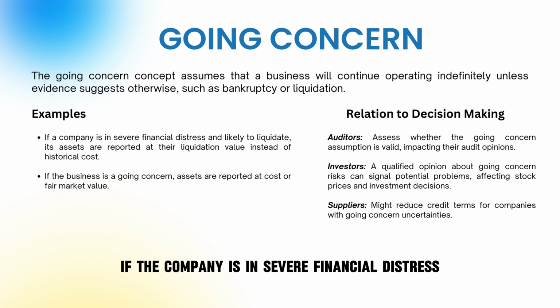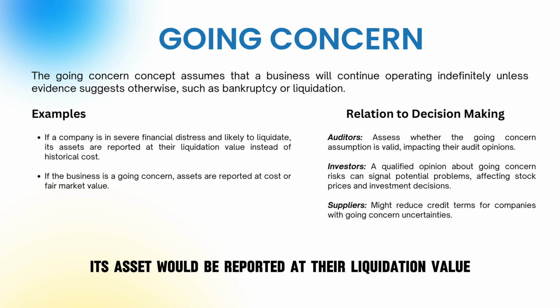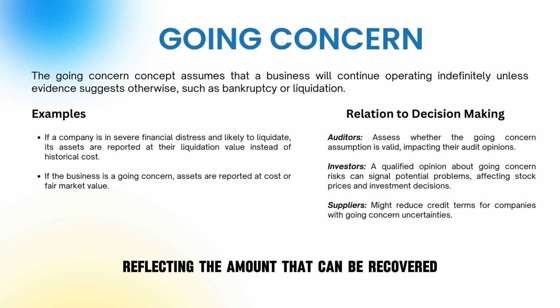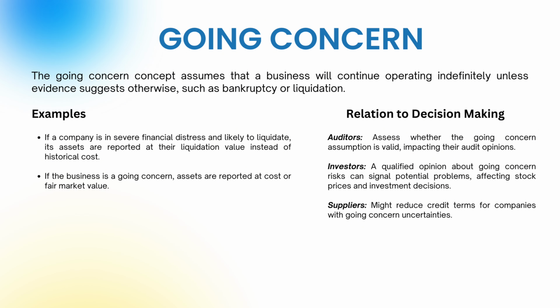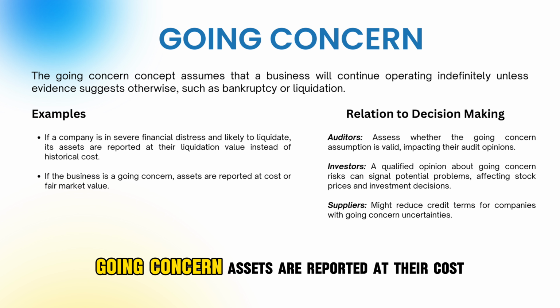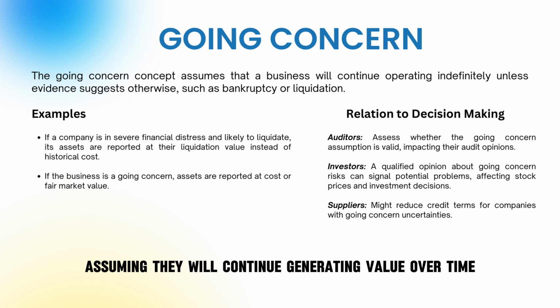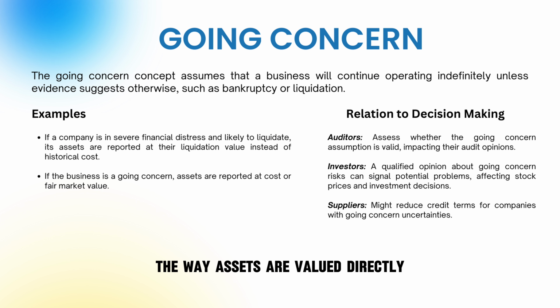If a company is in severe financial distress and likely to liquidate, its assets would be reported at their liquidation value, reflecting the amount that can be recovered during a sale rather than their historical cost. On the other hand, if the business is a going concern, assets are reported at their cost or fair market value, assuming they will continue generating value over time. The way assets are valued directly depends on whether the business is expected to continue operating.